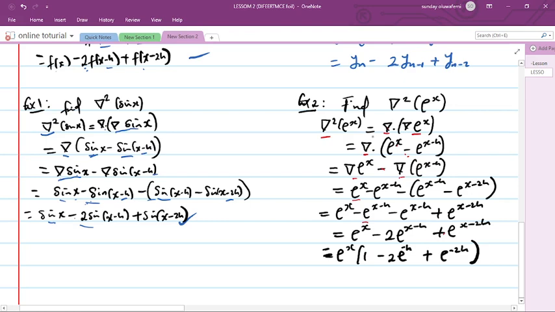Alright, we can see that exponential x is common to all these terms, so we are going to factorize our exponential x. So by the time we divide this exponential x by exponential x, we have 1 left. By the time you divide with this, you are going to have minus 2 exponential minus h plus exponential minus 2h, and that gives you the final answer.